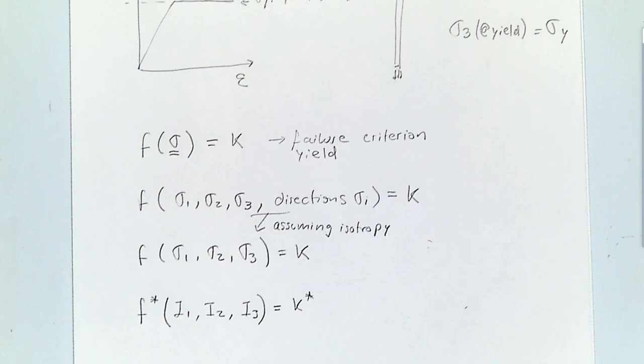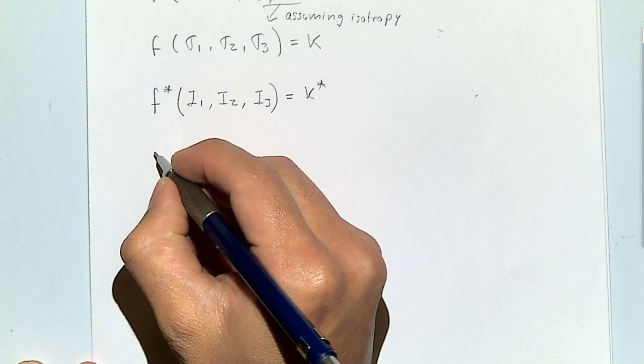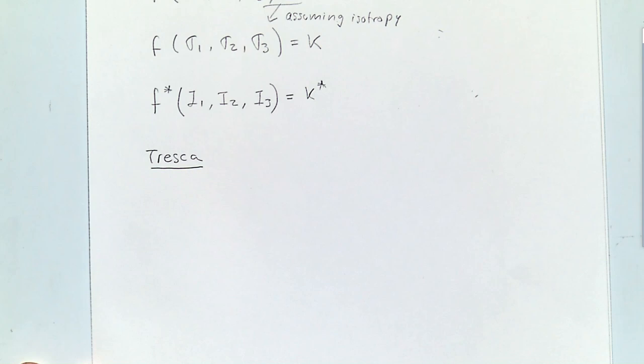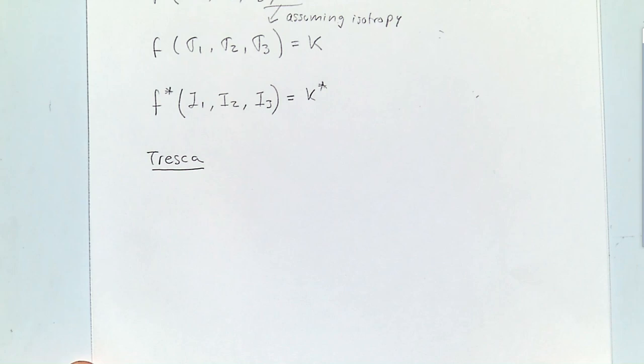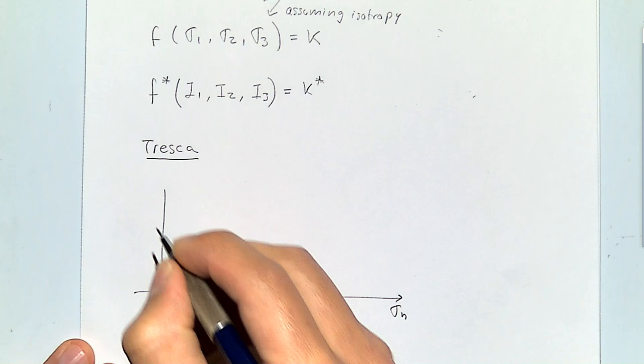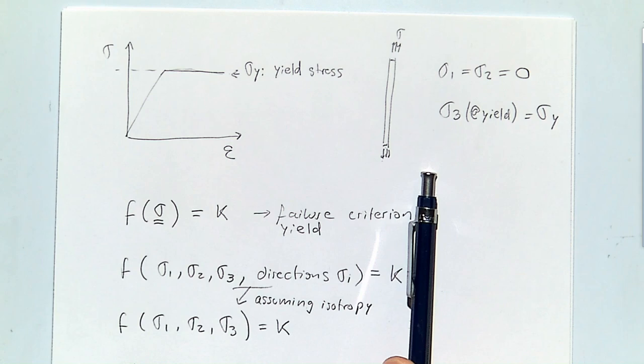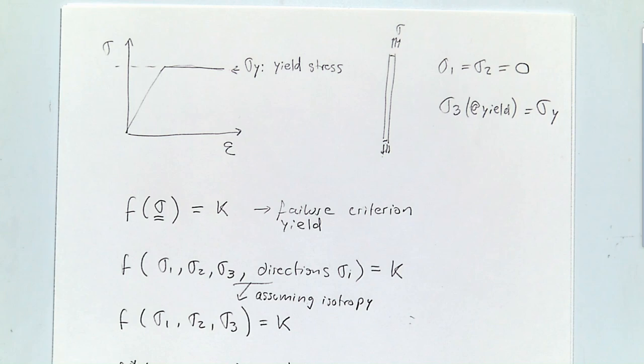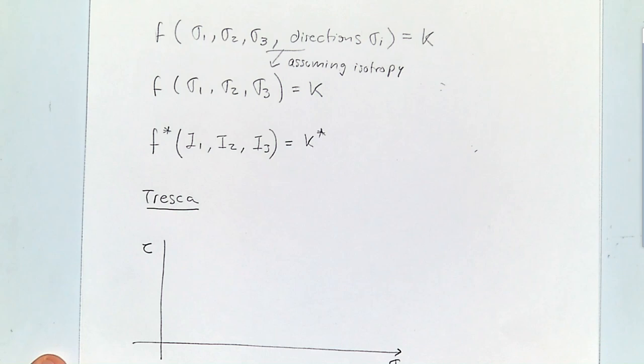Okay, good. So let's start with the first one, which is the simplest yield criterion in general for solids, and it's called the Tresca criterion. In the Tresca criterion, what you do is you fix a maximum value of stress based on this type of test of a simple tension or compression. We're going to work in compression, and let's assume that the material is going to yield also in compression at the same value of sigma y.